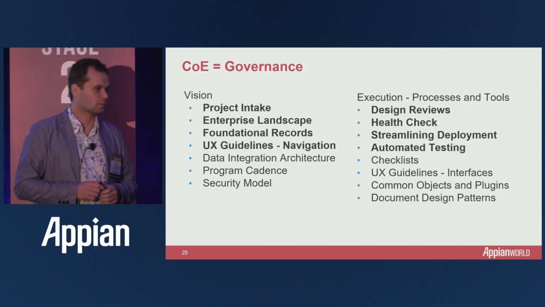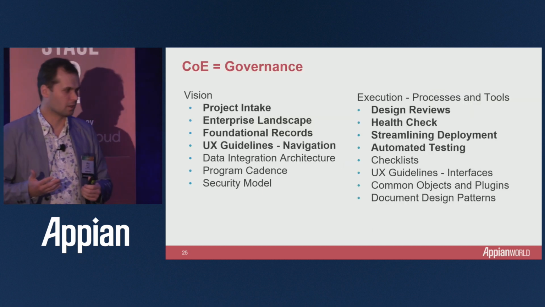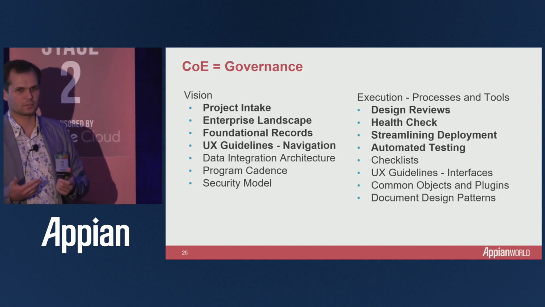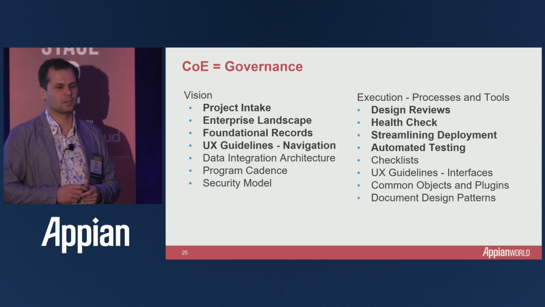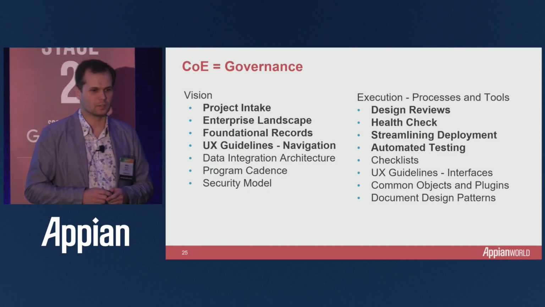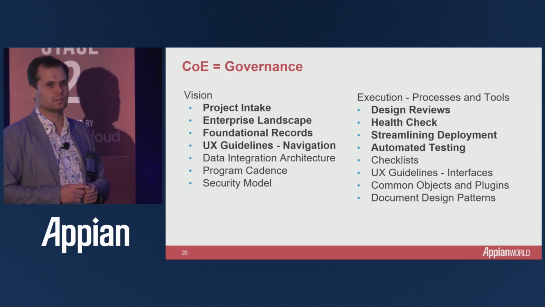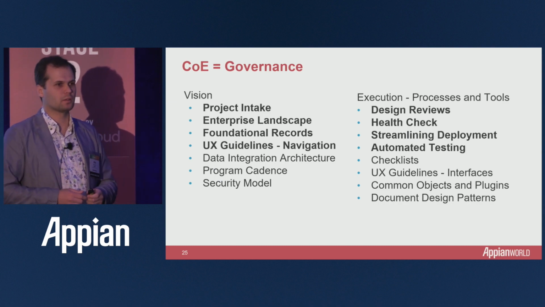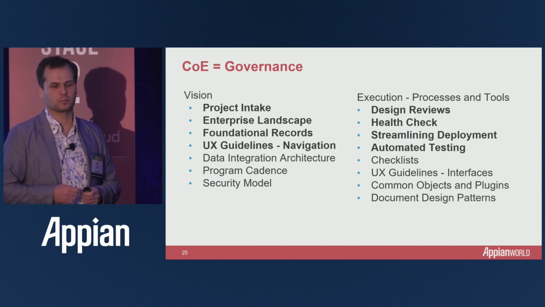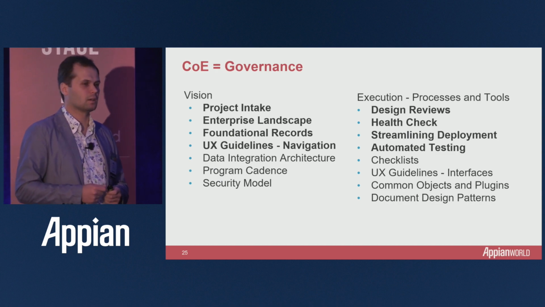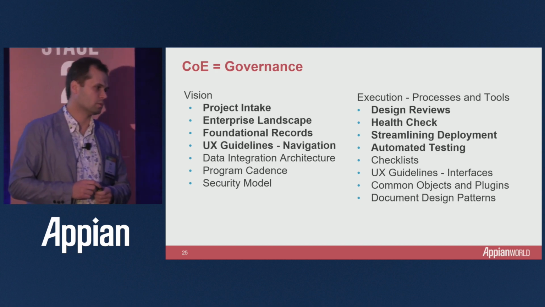All right. So to wrap up, the COE is your governance, right? They are creating those governance structures. They are creating the decision points that need to be made as part of your Appian program, and they're also implementing the processes that get you to those decisions. So we talked about enablement.